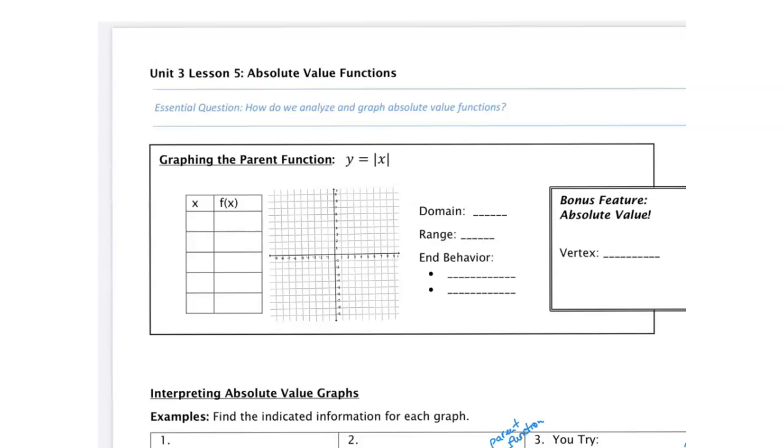Very similar to other functions that we've learned how to graph, the absolute value function has a bonus feature, and that bonus feature is that it includes a vertex. The vertex in this case is 0, 0.